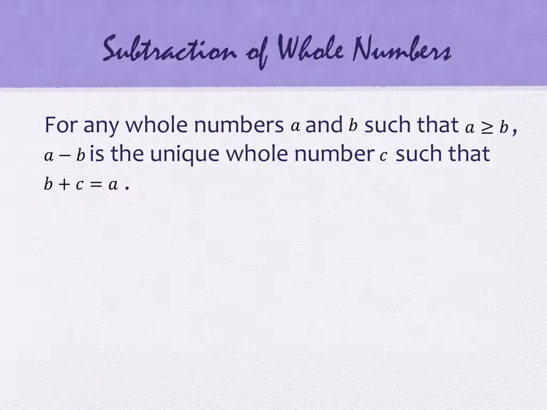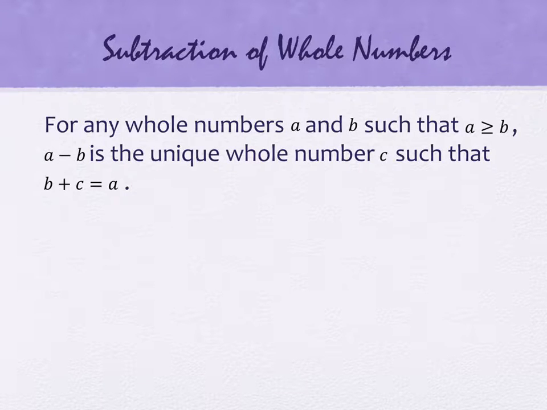So by definition, subtraction is for any whole numbers a and b, and a has to be larger than b. Then a minus b will be the unique whole number c, such that b plus c equals a. So fill in those pieces in your notes. There's just a couple of them. This is usually the way that students first start to think about how to do subtraction.